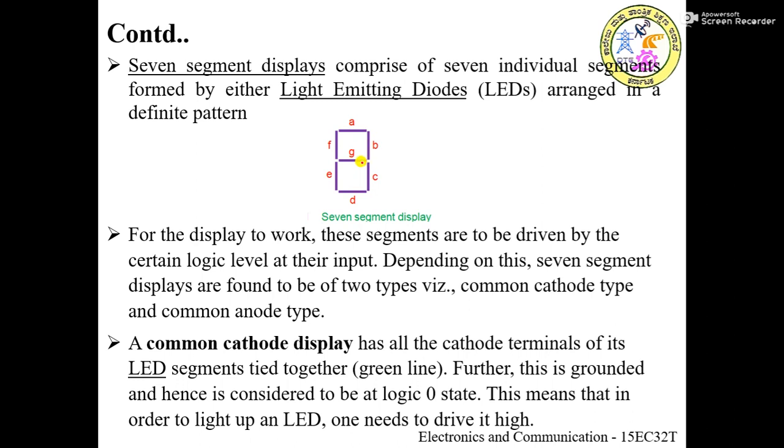You will be seeing the multiplexed 7 segment displays. That means you will be seeing many 7 segment displays which are connected in a multiplexed manner. Here I have shown you a single 7 segment display. If you count the number of segments, the number of LEDs: 1 2 3 4 5 6 7. So totally there are 7 LEDs, and these 7 LEDs are connected in this fashion. Since the number of LEDs is 7, it is called a 7 segment display.